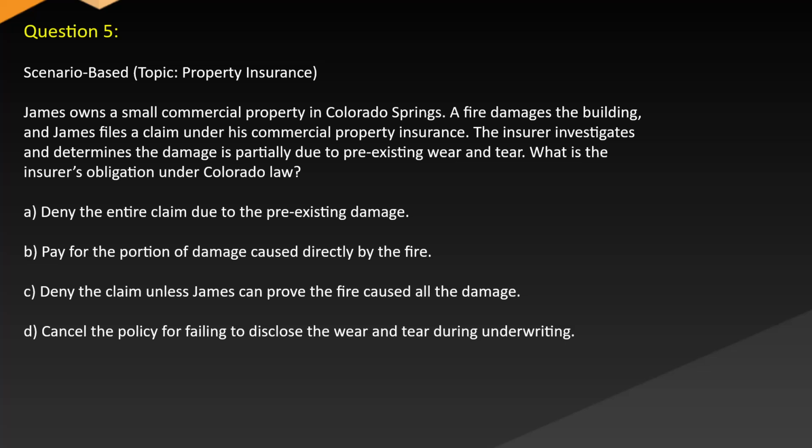A. Deny the entire claim due to the pre-existing damage. B. Pay for the portion of damage caused directly by the fire. C. Deny the claim unless James can prove the fire caused all the damage. D. Cancel the policy for failing to disclose the wear and tear during underwriting.